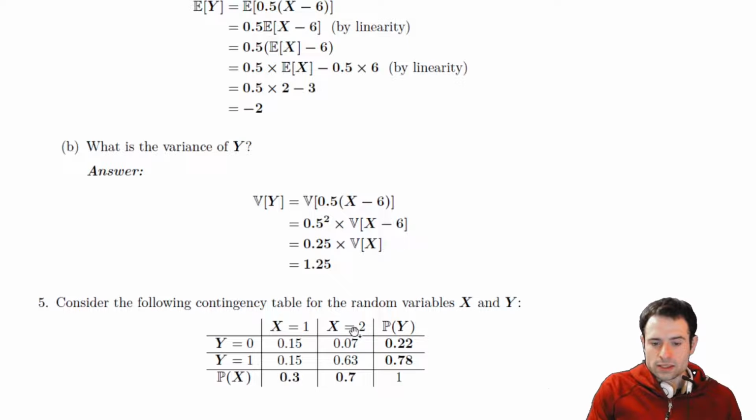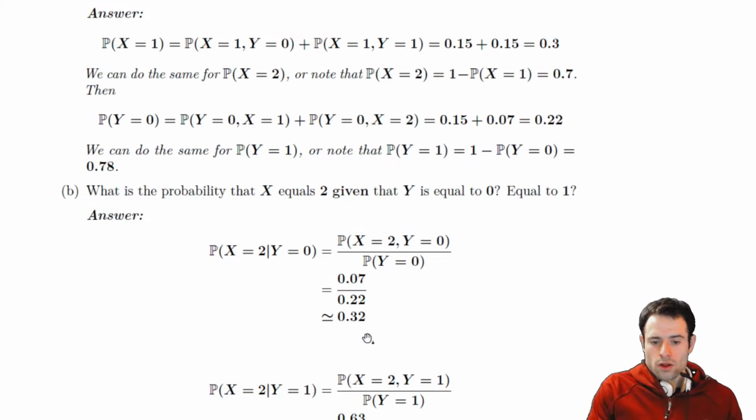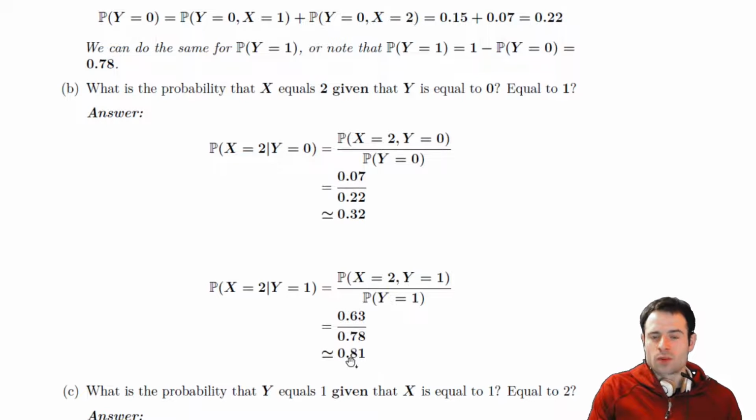Because if you look at it, the number of cases where y is equal to 1 and x is equal to 2 is pretty high, compared to the case where x is equal to 2 and y is equal to 0. So, that will give you a solid 81%. 81% of the cases where y is equal to 1, we will also find that x is equal to 2.